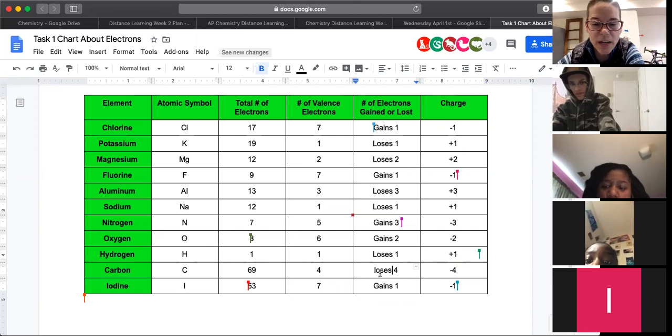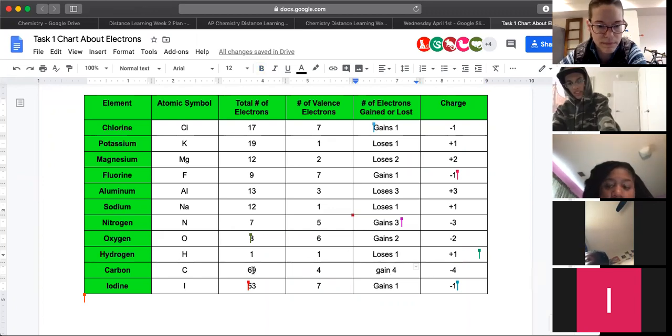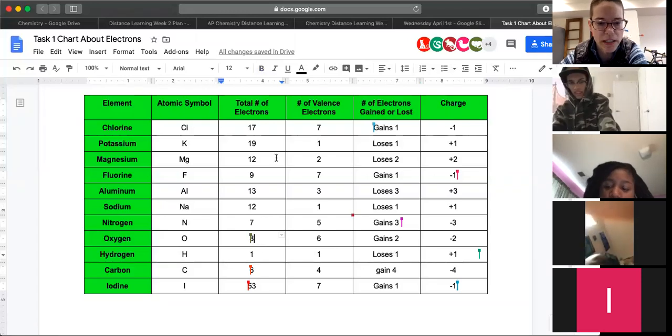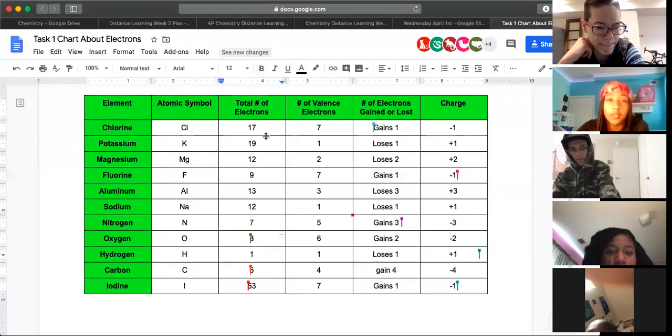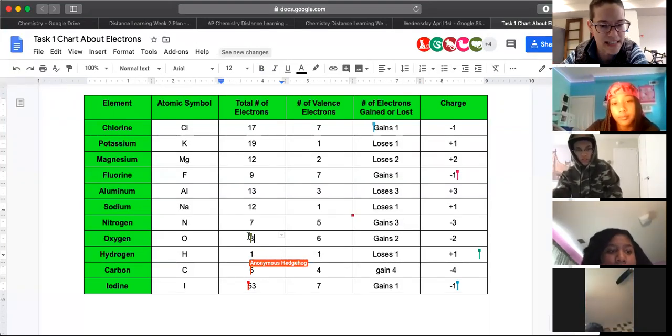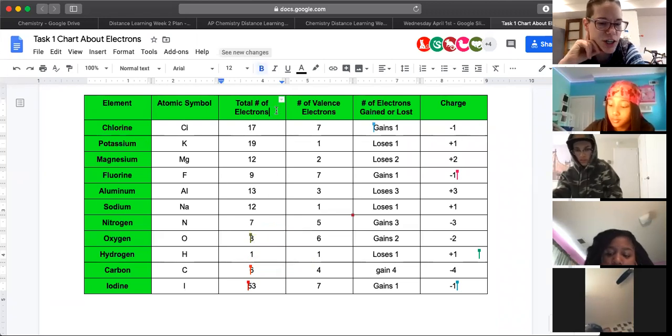Well, it's in that column where it could gain or lose. No, I'm talking about the total number of electrons. Oh, well, I think isn't it just 9? It's 6. No, it's 9. Oh, no, it is 6. Yeah, it's 6. Carbon. Fluorine is 9. Miss Baskin, is the total of electrons for oxygen an 8 or a 3? It's an 8, and whoever anonymous elephant is, their cursor is making it hard to see.